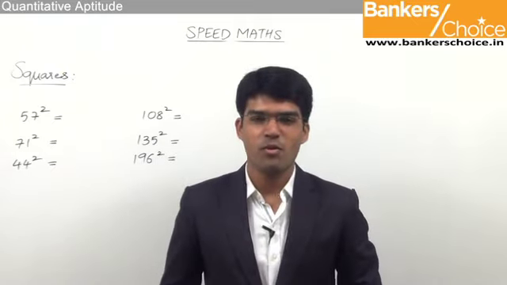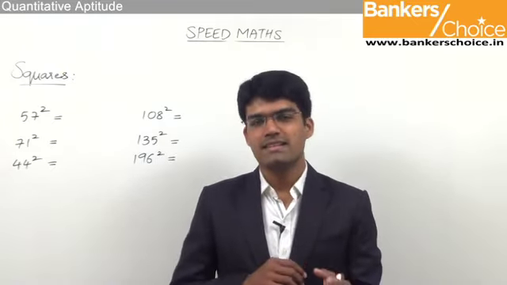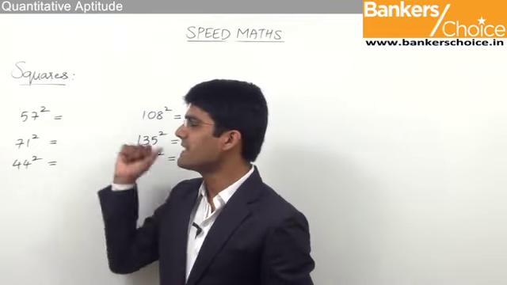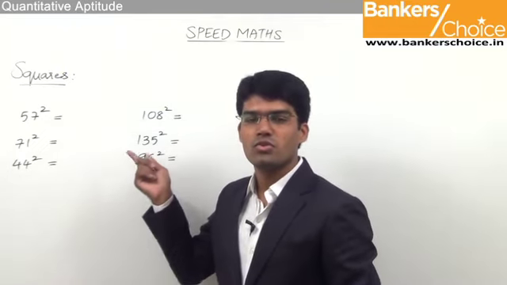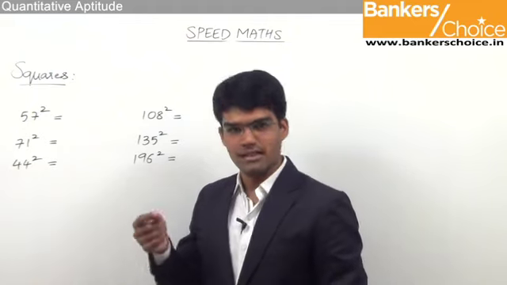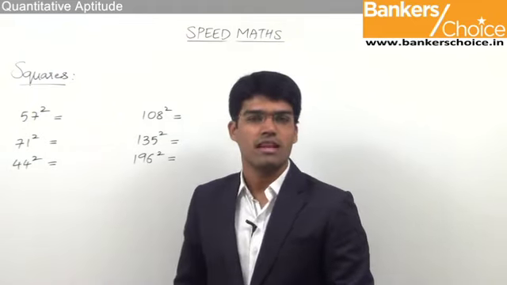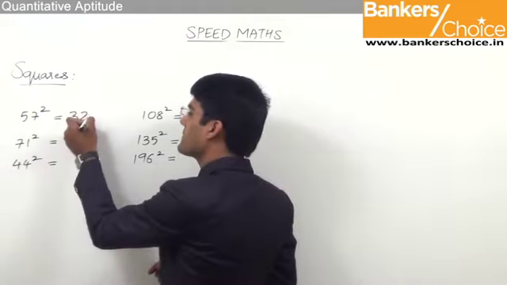Time up, friends. I hope you have all got the answers right. Let's see what the answers are. 57 is 50 plus 7. So 2500 plus 700, 3200, plus 7 square, 49. So 3249.